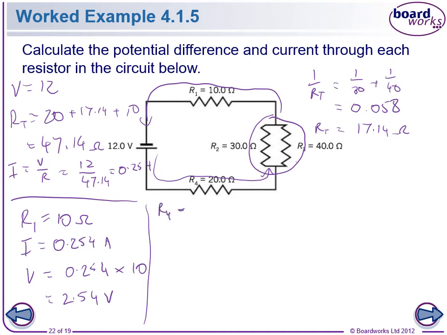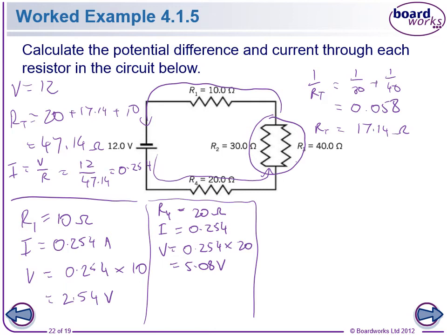Resistor 4 is 20 ohms. The current going through resistor 4, we know, is also 0.254 because again it's in series. The current across everything in series is the same. So our voltage will be 0.254 multiplied by 20. So that will be 5.08. Okay, so we've got R4 worked out. We've got R1 worked out.